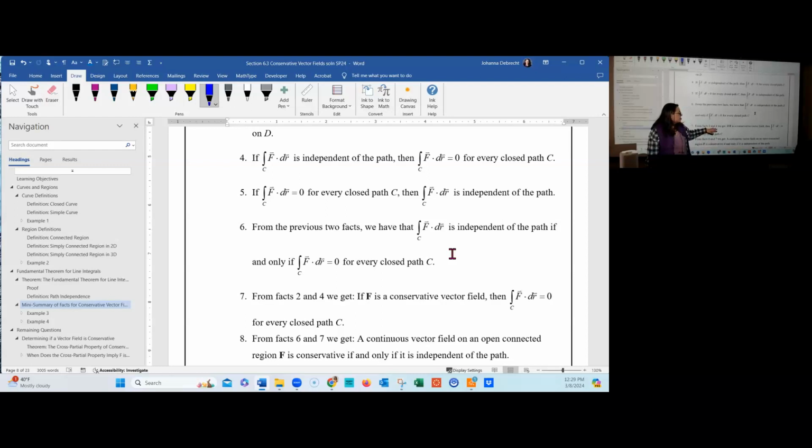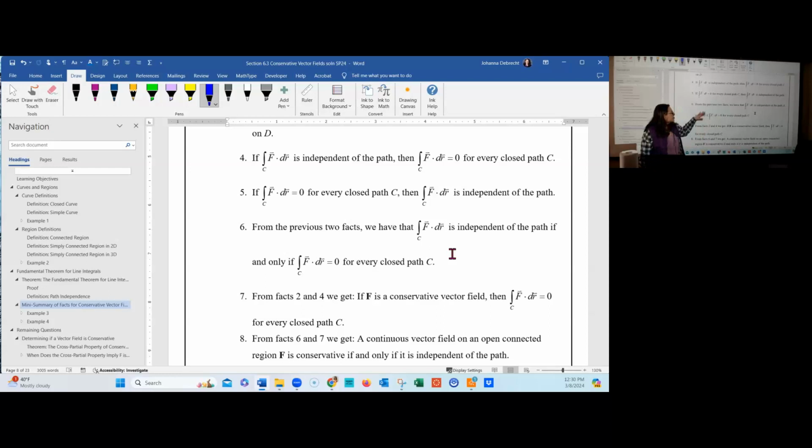Then we're going to combine 2 and 4. If it's a conservative vector field, then what do we know? Well, 2 told us it's path independent. But the combination of 4 and 5 tells us if it's path independent, then f dot dr equals 0 for any closed path. So then we know that for a conservative vector field, f dot dr will be 0 if it's forming a closed curve.